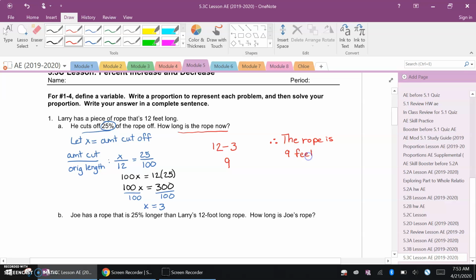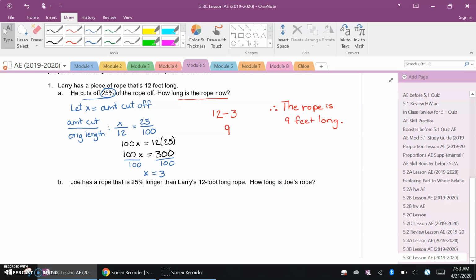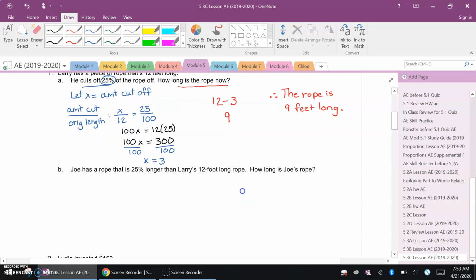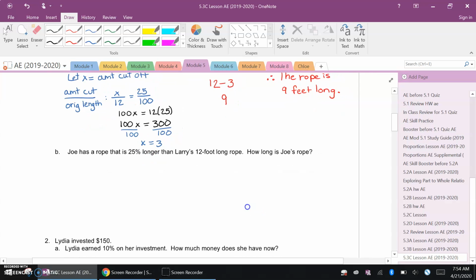So the way you determine whether or not this is a problem like this versus one like the previous section is really making sure your let statement is clear, because the question says how long is the rope now, but we need to figure out the cut off. So cut off and rope now, those are not the same words. And so that should help you figure out, oh, this has one more step. You know, the quiz that's next week is mostly the other problems. There's only one problem that's going to look like this on it.